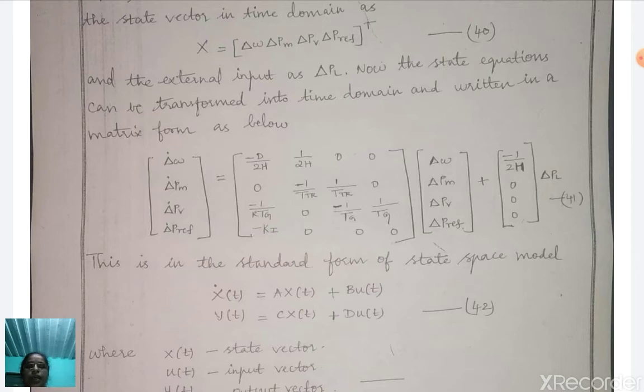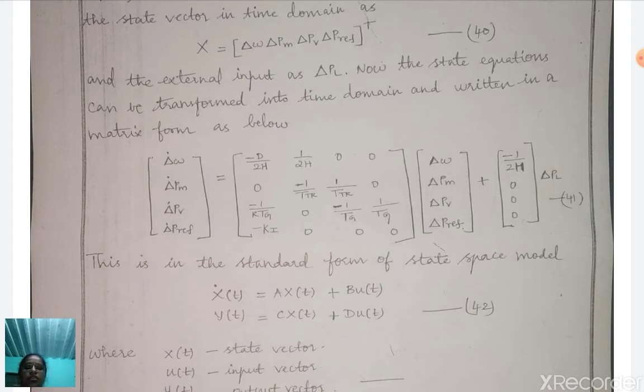Then that is the minus d. Before we write down the equation, we have to write down the matrix form. Then you can multiply it with del omega, del pm, del pv, del p reference, plus, that means minus 1 divided by 2H into del pl only. So this is the standard form of the state space model.